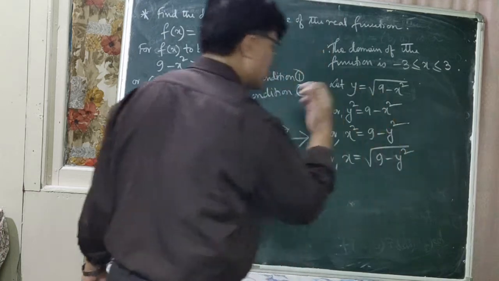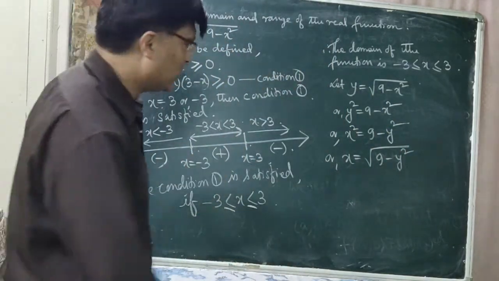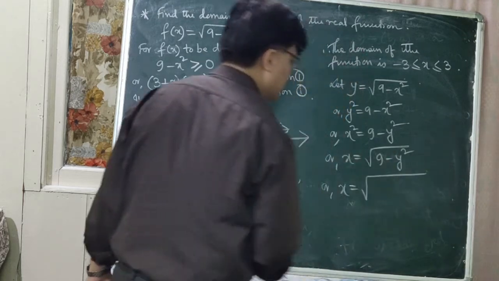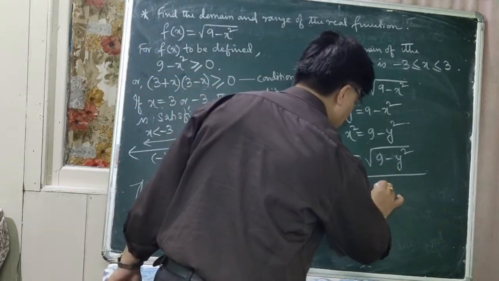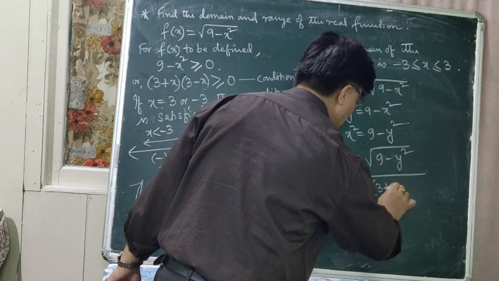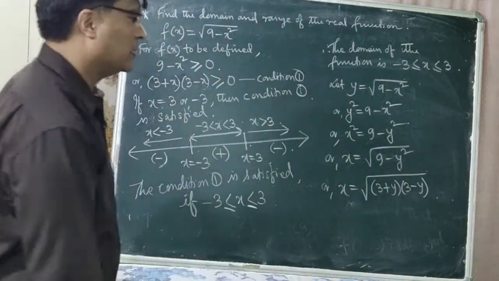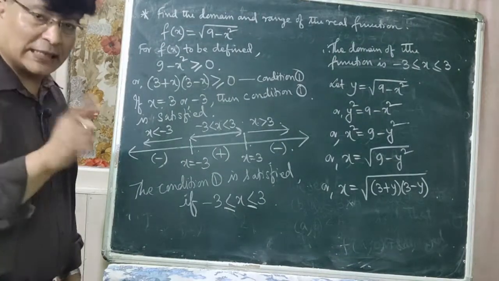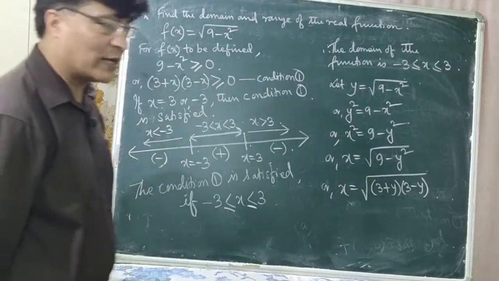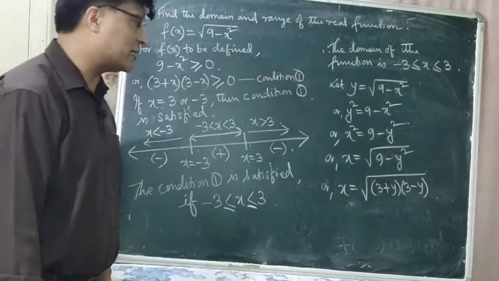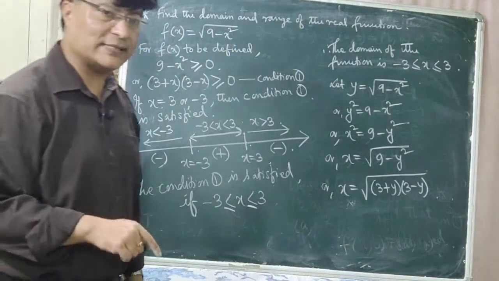So you may write plus minus also. It doesn't matter, right? So this is your x is equal to root over, now it is root over, this is 3 plus y into 3 minus y. I think you have understood it. Now we have to find out those set of values of y for which x is defined.